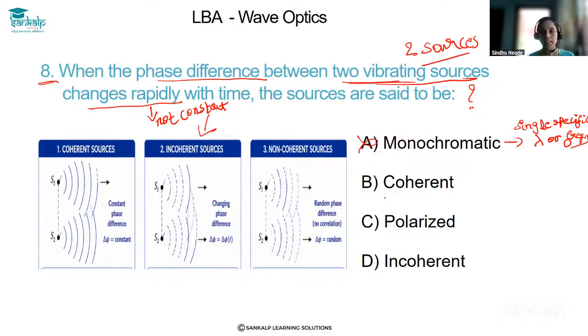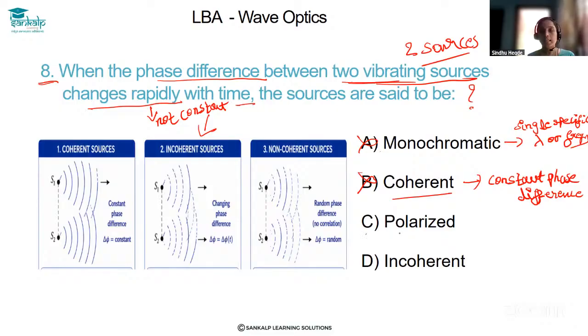Option B tells that it is coherent. We know what coherent and incoherent sources are. Coherent sources are nothing but those that maintain a constant phase difference. Those sources are called coherent. But in this question, they ask about the phase difference changing rapidly with time, meaning the phase difference is not constant. So option B is wrong.